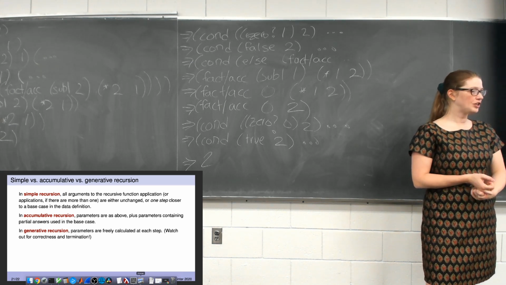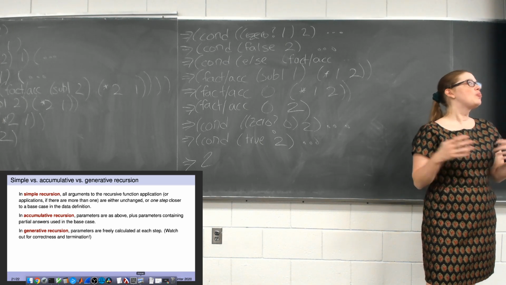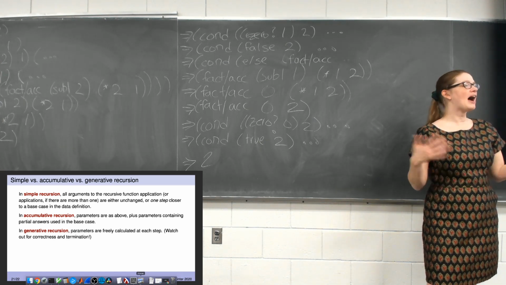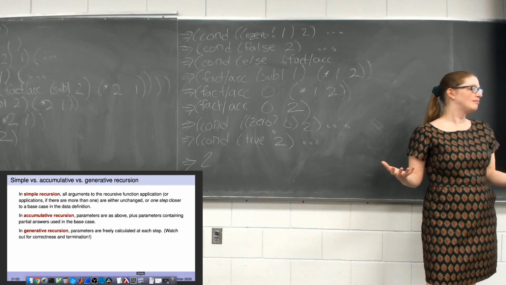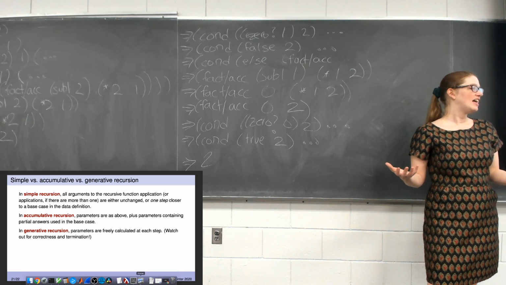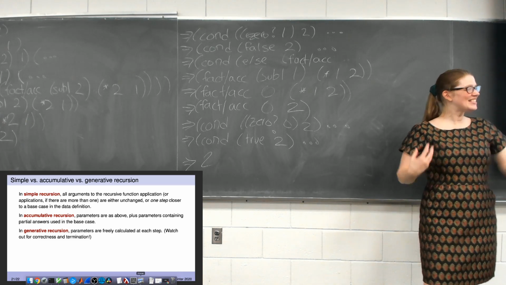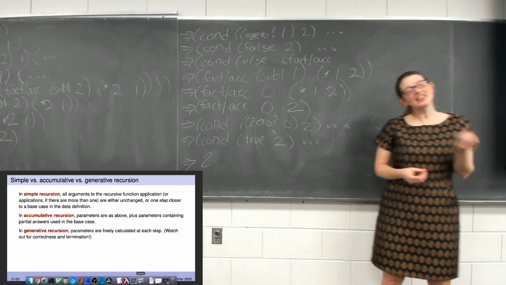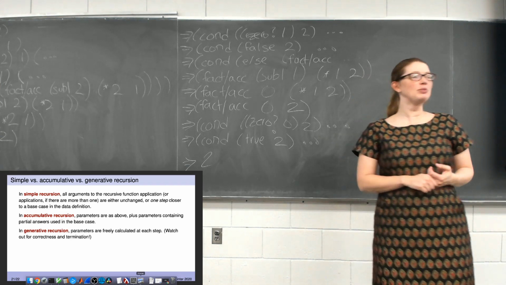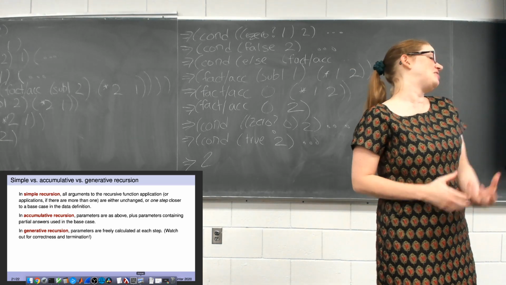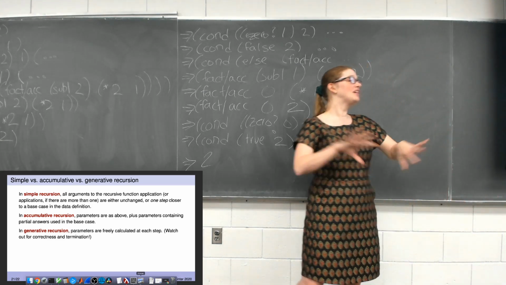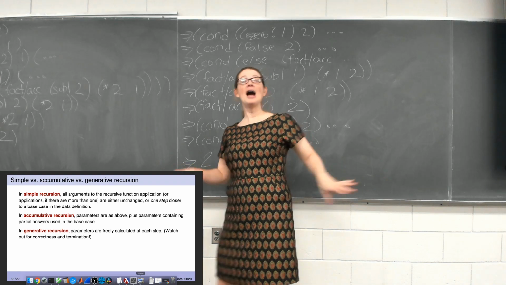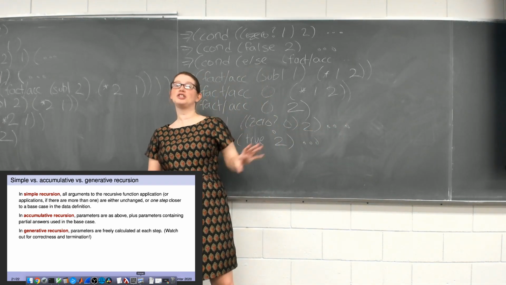Whereas with generative recursion, the arguments can have any kind of calculations whatsoever. Again, this is where the labels of recursion maybe aren't so great, because I think you probably could argue that cumulative is maybe a sub-case of generative. But we're going to consider it just separate. I'm not going to get into the labels of recursion debate.